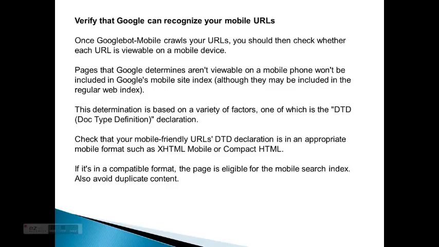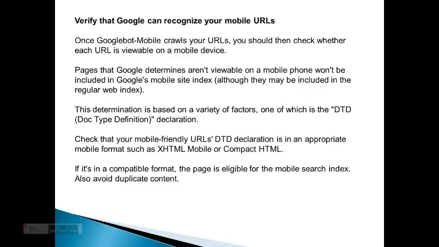Verify that Google can recognize your mobile URL. Once Googlebot crawls your URLs, you should check whether each URL is viewable on a mobile device. Pages that Google determines aren't viewable on a mobile phone won't be included in Google's mobile site index, although they may be included in the regular web index. This determination is based on a variety of factors, one of which is the DTD, or document type definition declaration. Check that your mobile-friendly URL's DTD declaration is an appropriate mobile format such as XHTML Mobile or Compact HTML. If it's in a compatible format, the page is eligible for the mobile search index.